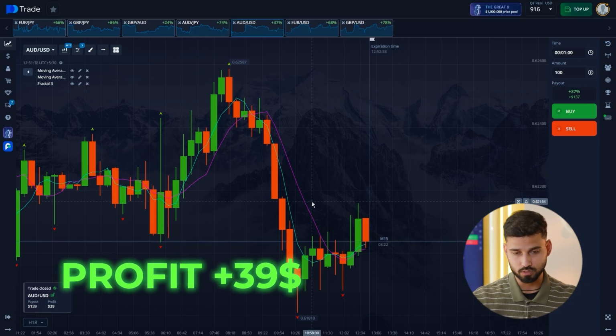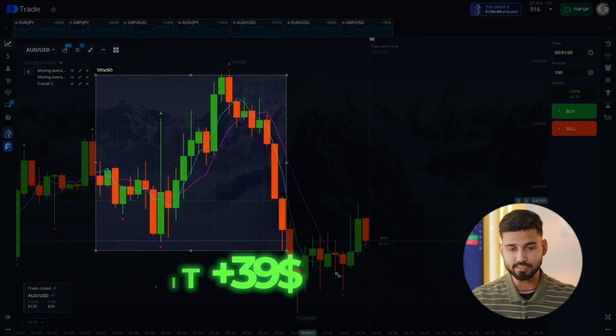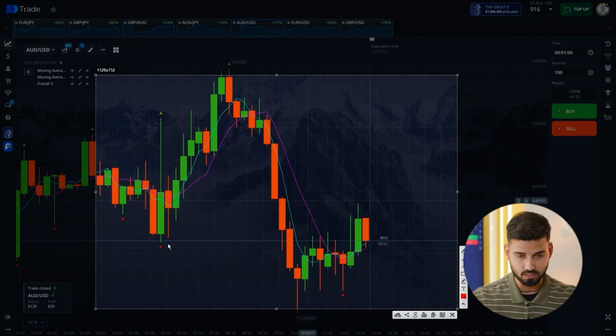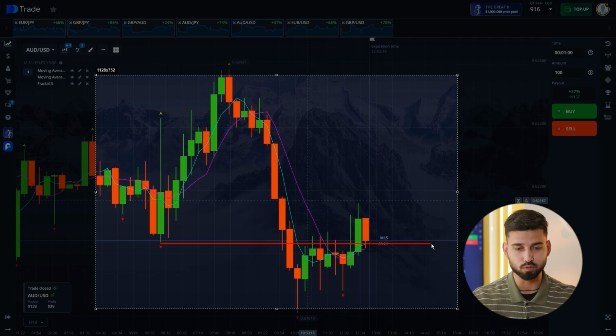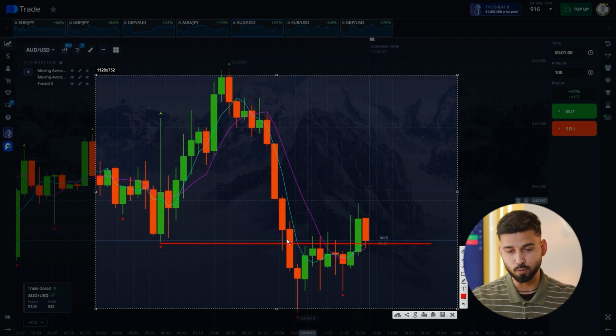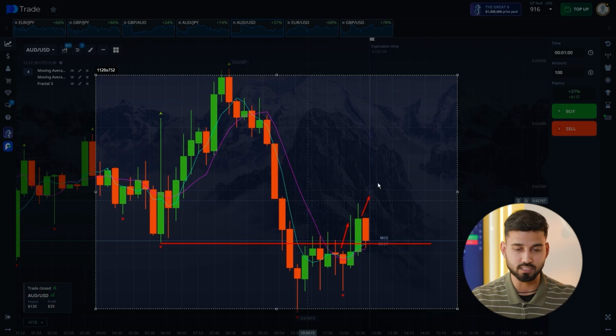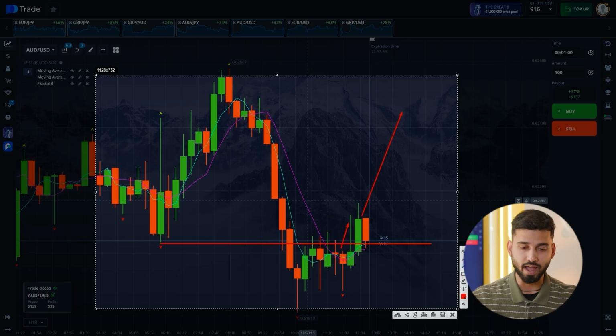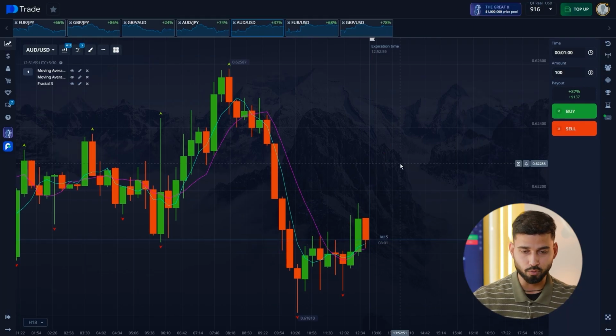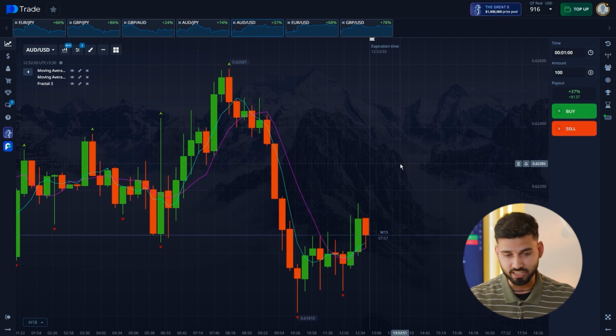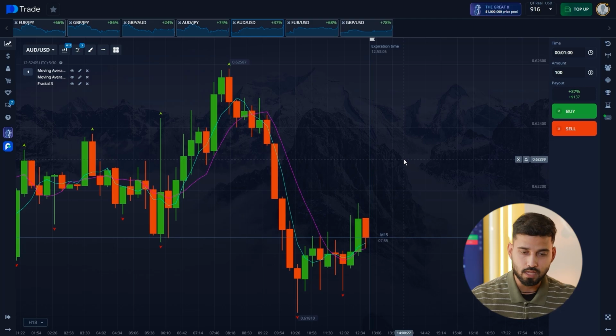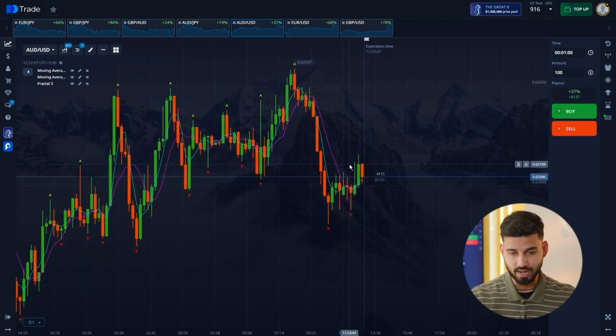Perfect, it worked out. Now let's zoom out. Here is a level from a previous fractal and the price recently broke through it. This is an additional bullish signal, especially after the overall reversal near this level. That's exactly why I chose this currency pair for the trade. In other words, indicators alone clearly are not enough here. Now let's trade with a strategy comprehensively incorporating technical analysis.